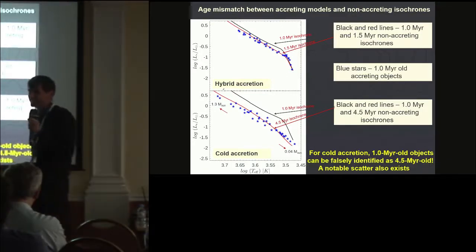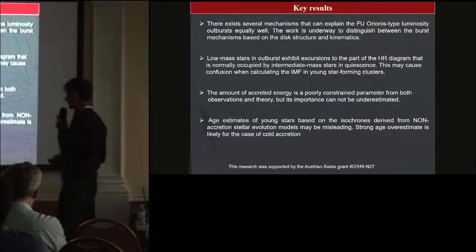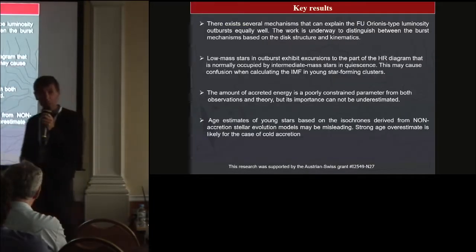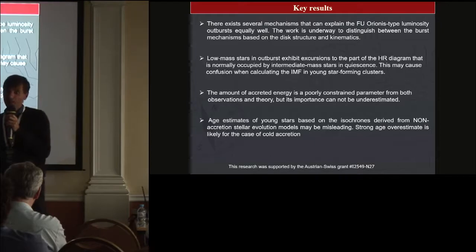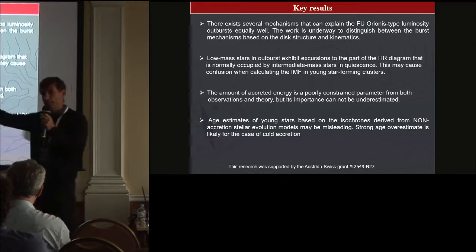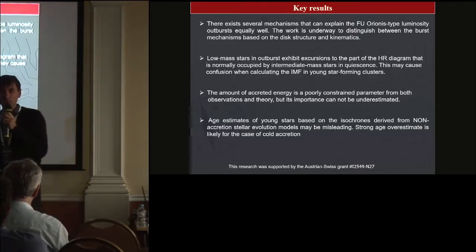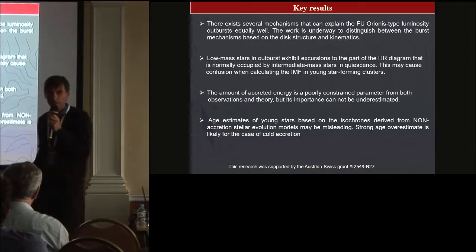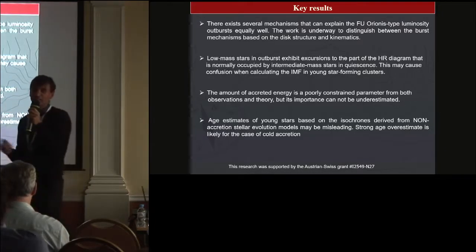because otherwise you have to admit that all ages that you derive, if accretion is cold, are wrong, at least for young objects. If you go to 10 million year old, 25 million year old, then it's much better. But when I see someone saying, oh, this star is 1 million year old, how did you know that? I use these Vorobyev isochrones or whatever else isochrones, non-accreting isochrones.